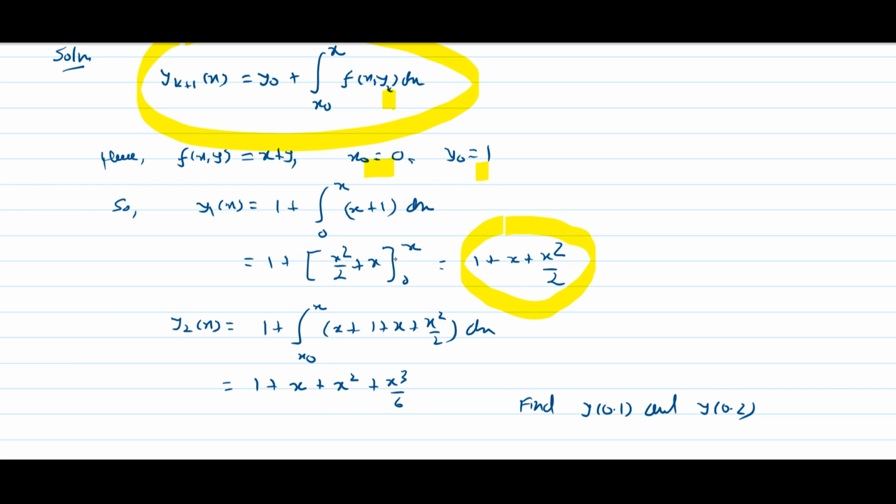So when you do the integration, what I get is 1 plus x square by 2 times, that will become x square, and finally we get x cubed by 3, that is x cubed by 6, as the 2 is already available. So this is how we get the second approximation. Now finding the value of y at 0.1 and 0.2, you can do simply yourself.